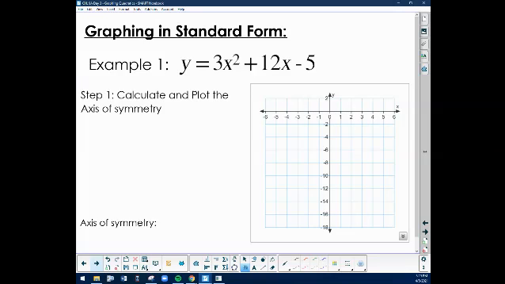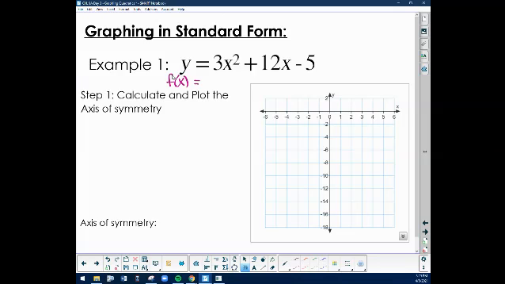All right, so the first example on the top is graphing in standard form. Example 1, y equals 3x squared plus 12x minus 5. Now on Delta Math, you'll see f of x. I think we talked about function notation before, but f of x and y are basically the same thing. So don't get confused if you see that.